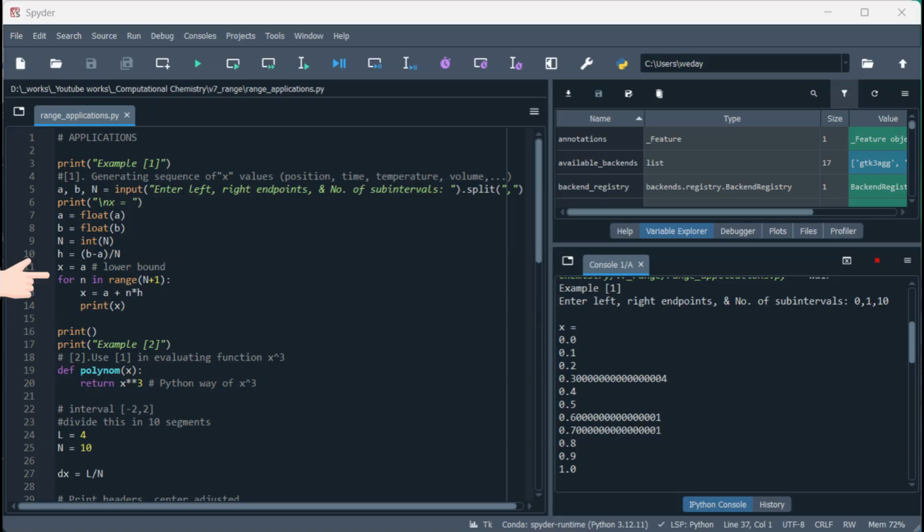Then generate points with the range function. For n in range(n + 1): x equals a plus n times h, print(x). This would print 0.0, 0.1, 0.2, and so on. Perfect for setting up a discrete simulation.